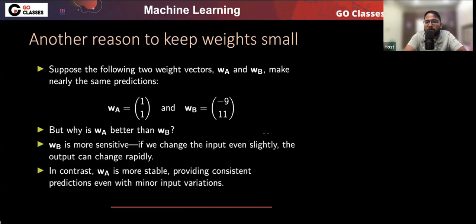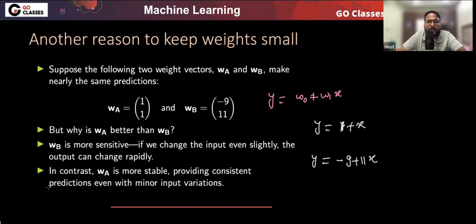Basically, this particular one is actually a little stable, and this one is very sensitive, in the sense that if you have, let's suppose, y equal to w0 plus w1x, and here w0 and w1 are this. This is w0, which means according to one of the relationships it is 1 plus x, according to the second relationship it is minus 9 plus 11x. Now tell me, if x is, let's suppose, 2, then y will be something, right? Let's not calculate it, but y will be something. But let's suppose I have two models.